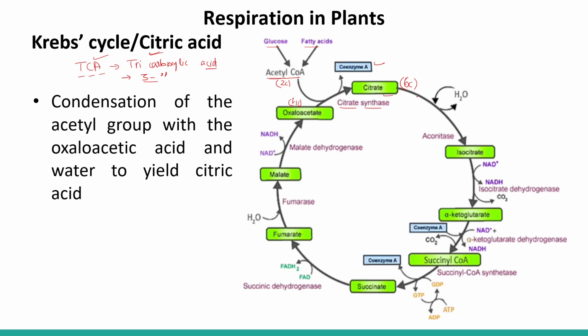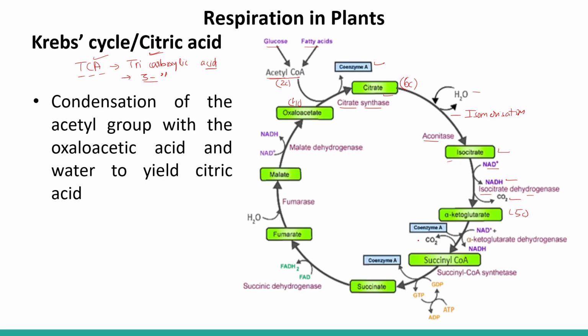What happens in the next step? Citrate is isomerized. This is an isomerization step. A water molecule is released and isocitrate is formed. The enzyme involved is aconitase. Now isocitrate is further decarboxylated to produce alpha ketoglutarate, which is a 5-carbon compound. The thing to note here is that NAD+ is converted into NADH. There is oxidative decarboxylation, carbon dioxide is released. The enzyme involved is isocitrate dehydrogenase.